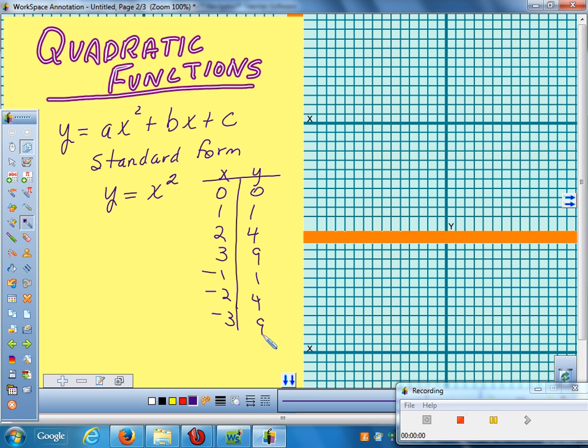So when you go to plot this, you're going to have 0, 0, 1, 1, but you also have -1, 1. So you're actually going to get what we call mirror points. You're going to have the exact same point on both sides of the origin. The next one's 2, 4, and we also have -2, 4. You're going to go 2 over and 4 up on both sides. And then you're going to have 3 over and 9 up on both sides. Okay.